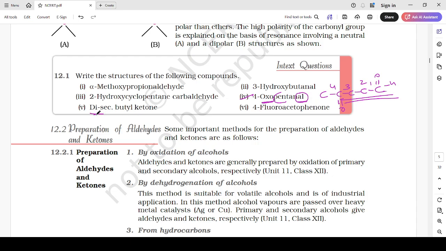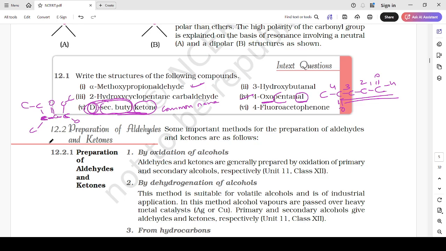Next. Di-secondary butyl ketone. So it's a ketone. It's not an IUPAC name. They are given a common name here. You can see most of the places they're asking common names as well. Di-secondary butyl, so it's a secondary butyl, two times it is available. What do you mean by secondary butyl? It is a butyl actually. One, two, three, four. At the secondary carbon of this, the bonding has happened.